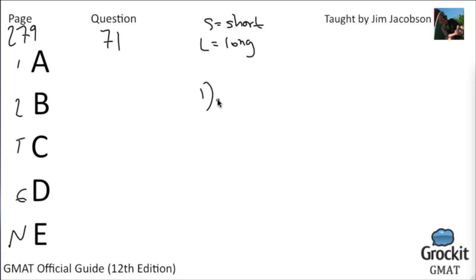Statement 1: when she drives from her home to her office by the shorter route and returns by the longer route, she drives a total of 42 kilometers. So this tells us that the short route plus the long route equals 42.